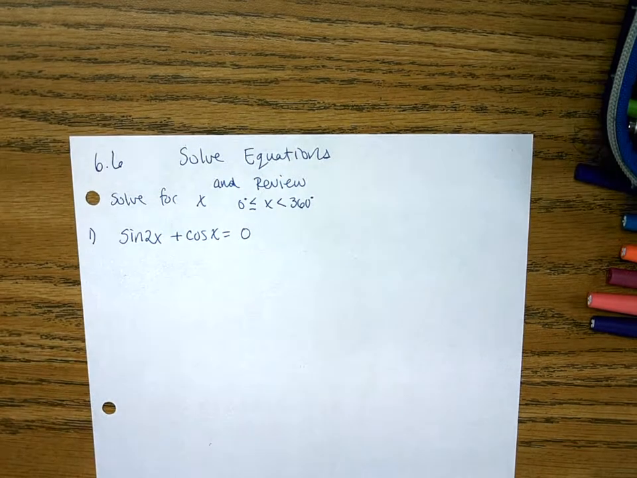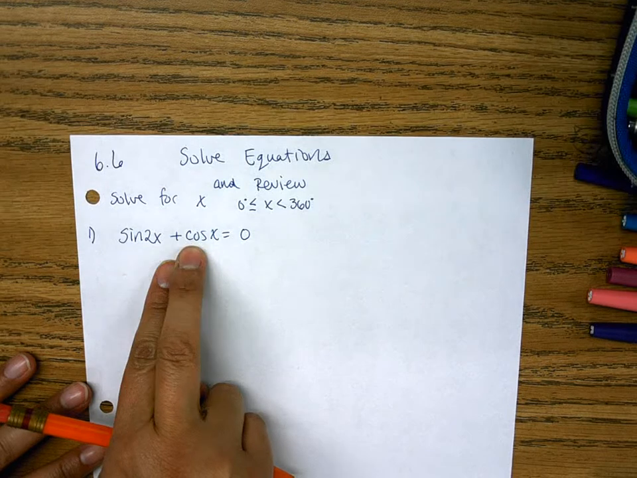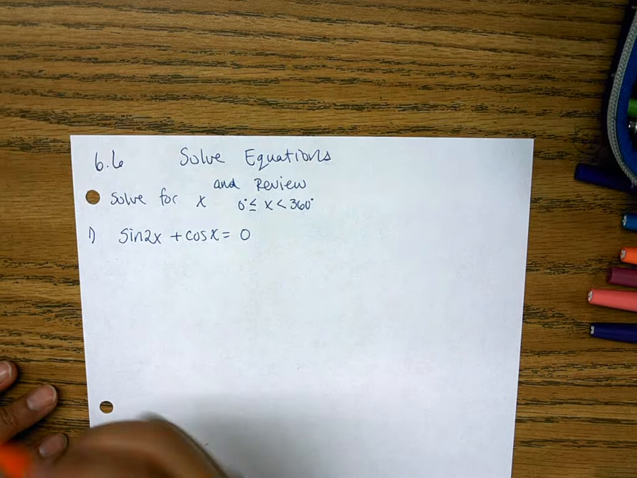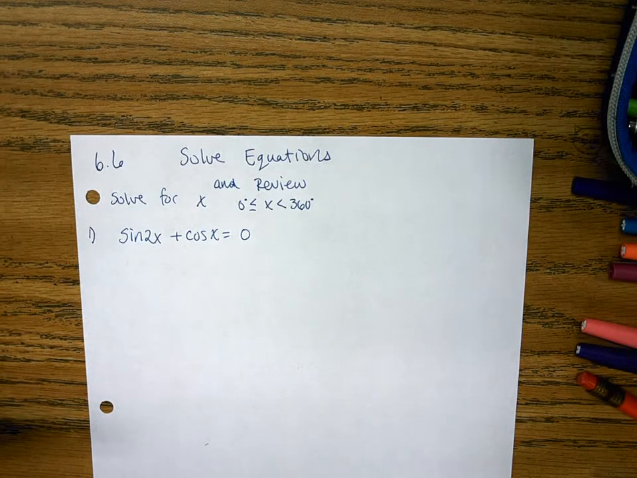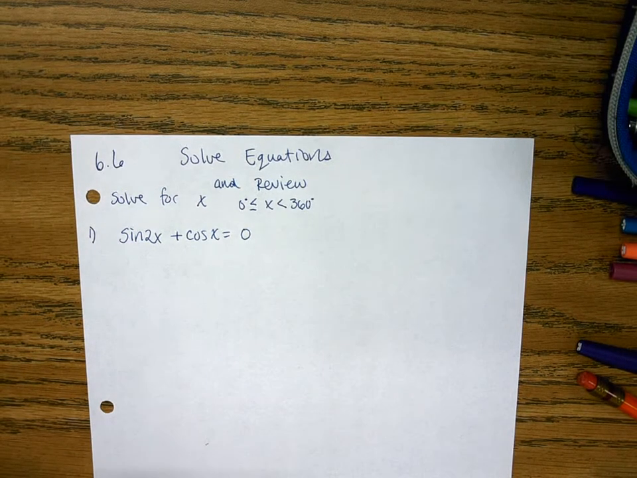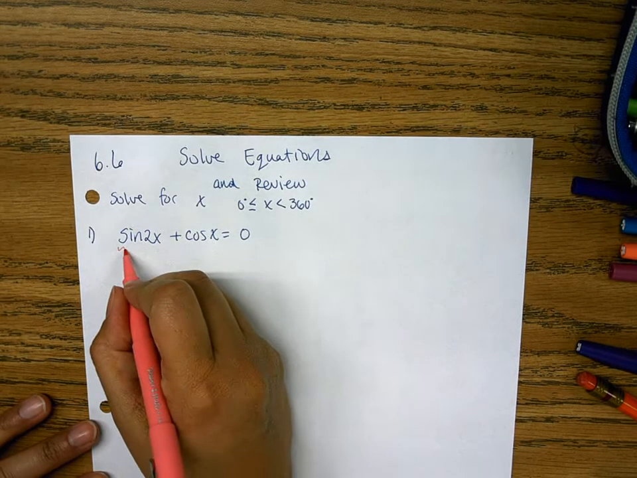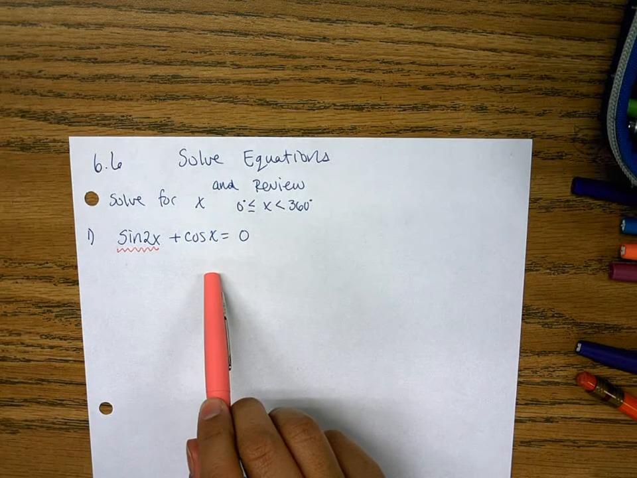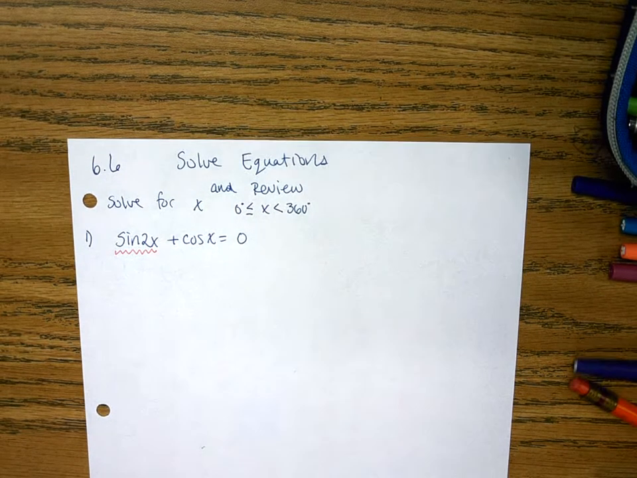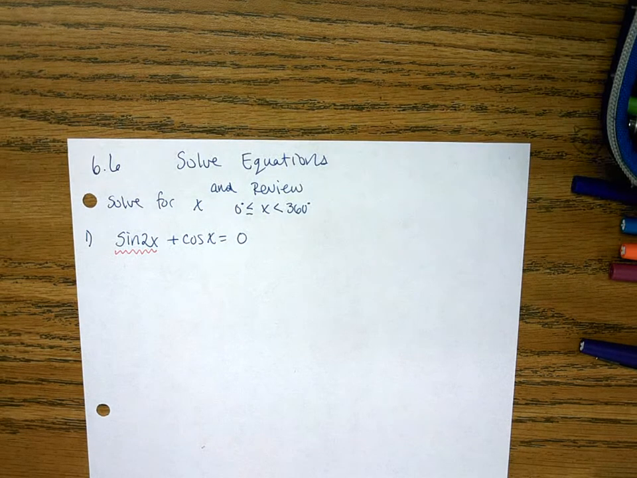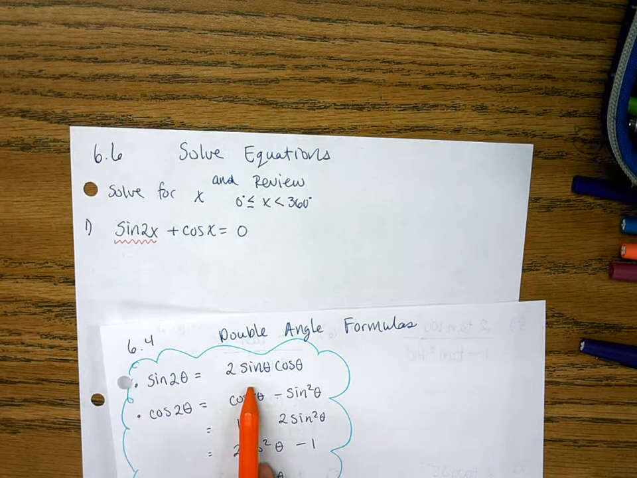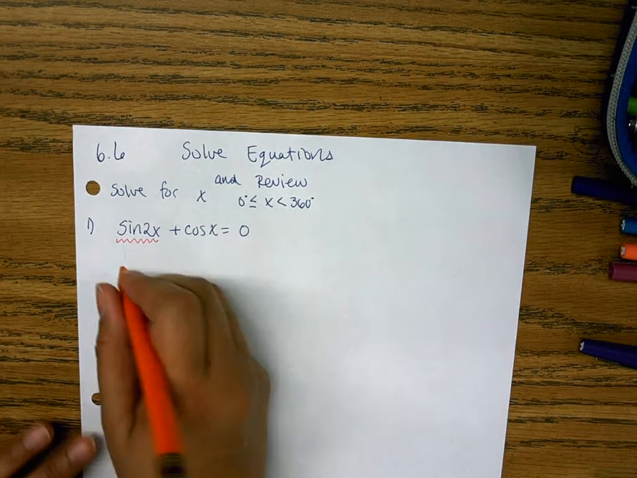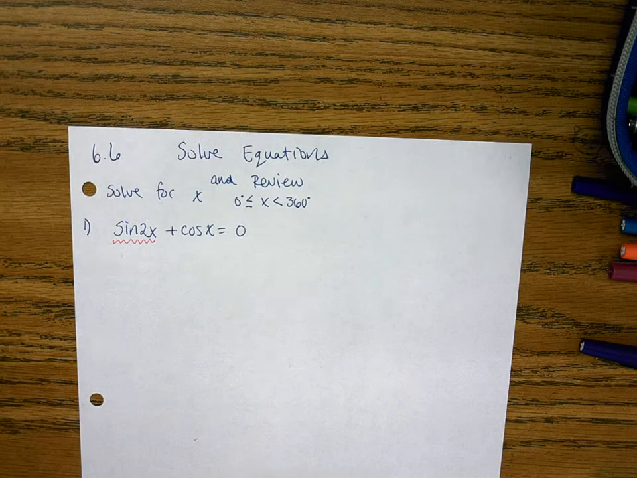All right, when you try to solve this, you can see first off there's no like terms. There's no GCF, there's not really anything I can do. So think of all your identities and laws, double angles, angle addition, and recognize that sine 2x is something you can change. I can't change cosine x because cosine x is just cosine x. But sine 2 theta, we learned the other day, is 2 sine theta cosine theta. So this is going to be 2 sine x cosine x.